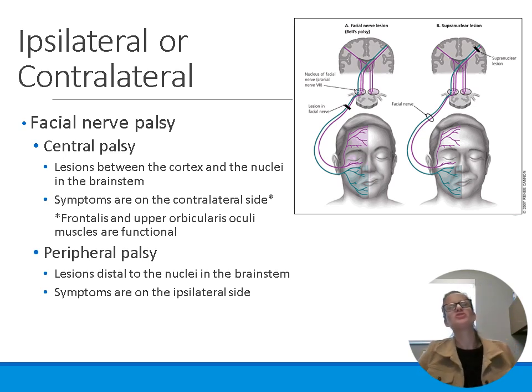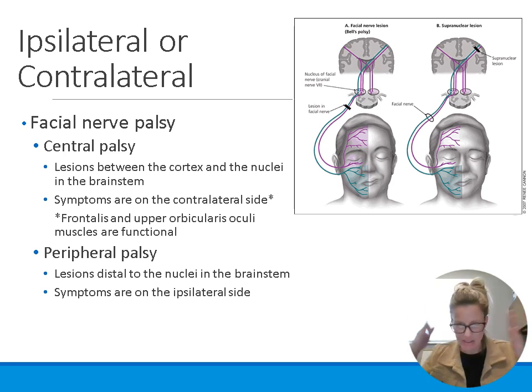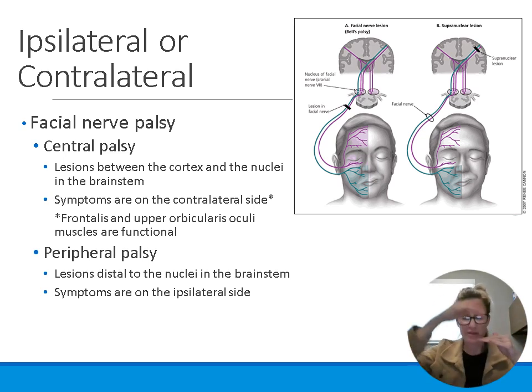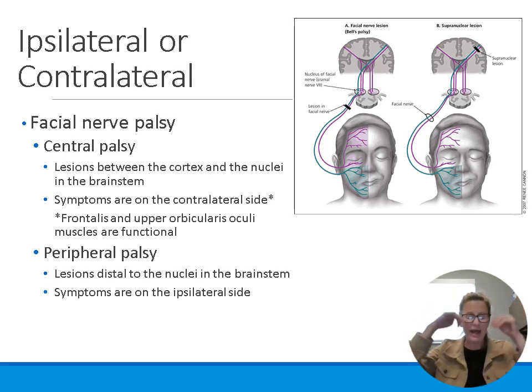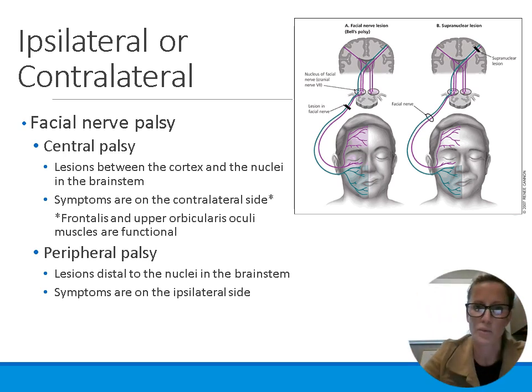So the facial nerve is interesting. So the facial nerve, remember, controls the muscles of the face, right? So like all of our muscles of facial expression are controlled by the facial nerve. The bottom half of the face has fibers that are purely from the opposite side of the brain. The top half of the face has some fibers from the opposite side of the brain and some fibers from the same side of the brain. So let me show you what I mean here.